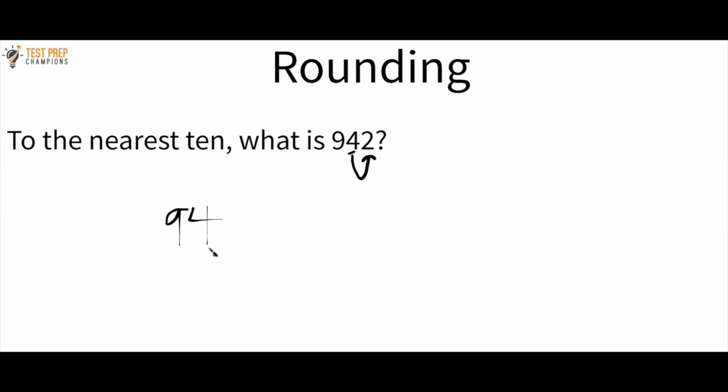So I'm going to write 9, 4, and instead of writing the 2, I'm going to just put a 0 here. Okay, so when I have 942 and I round it to the nearest 10, the answer is 940.